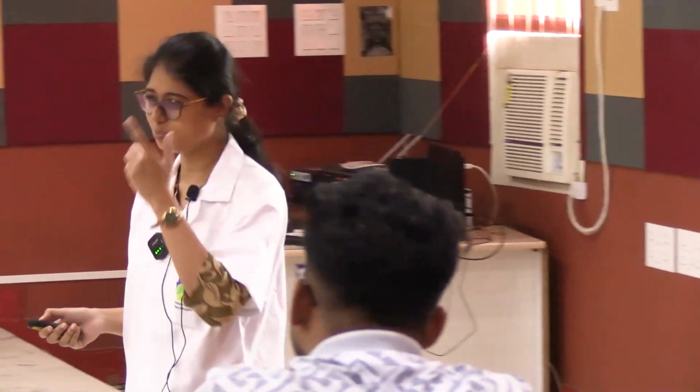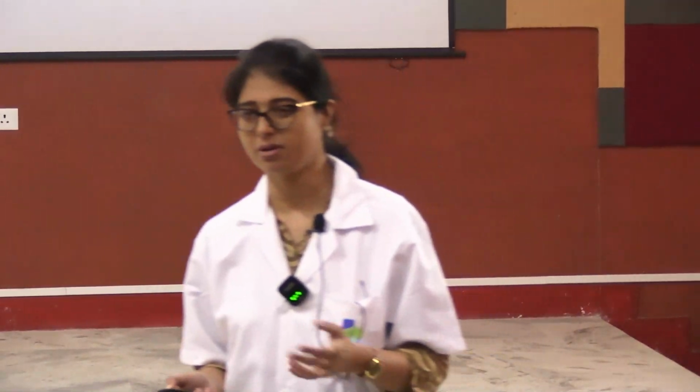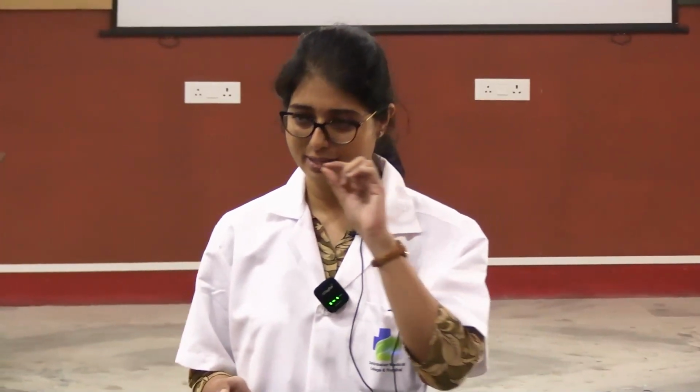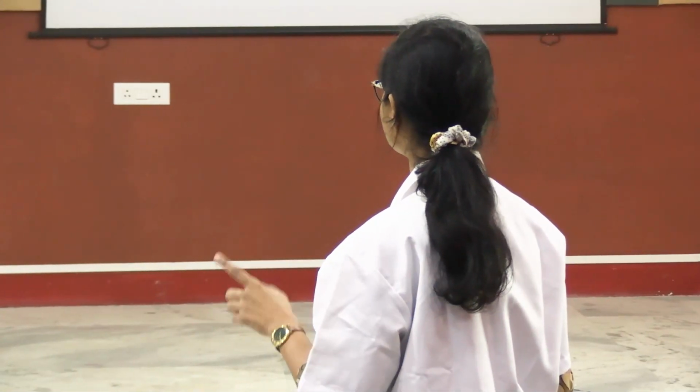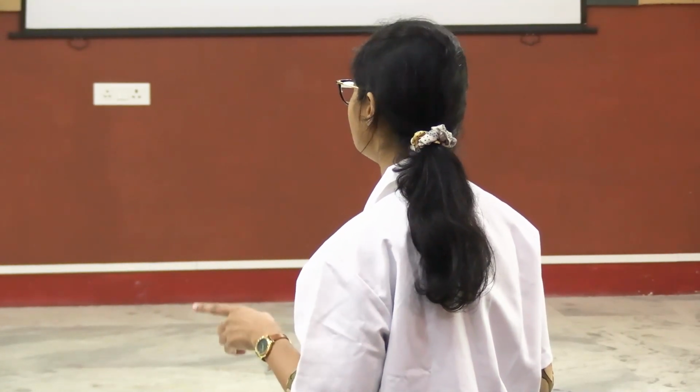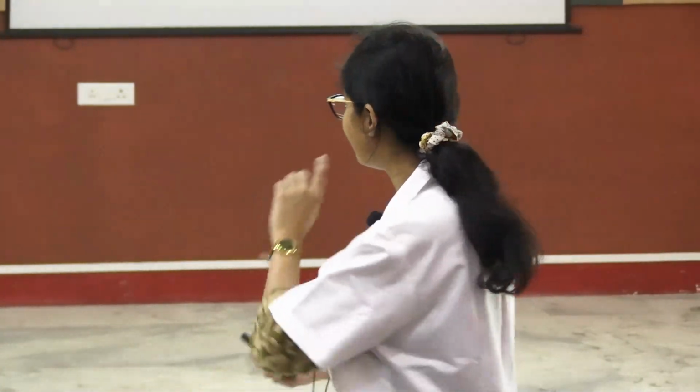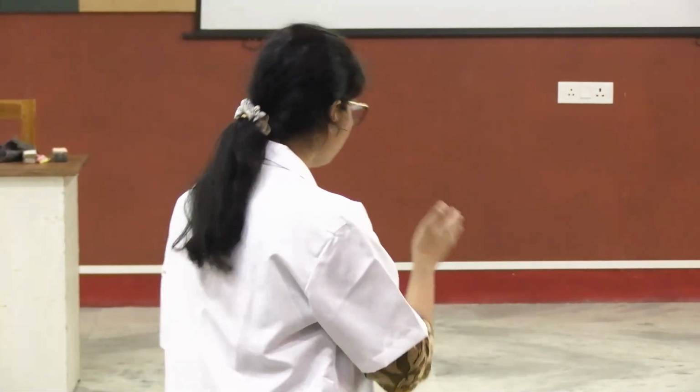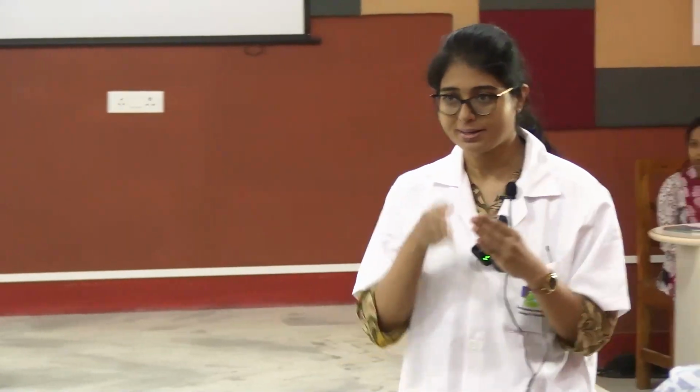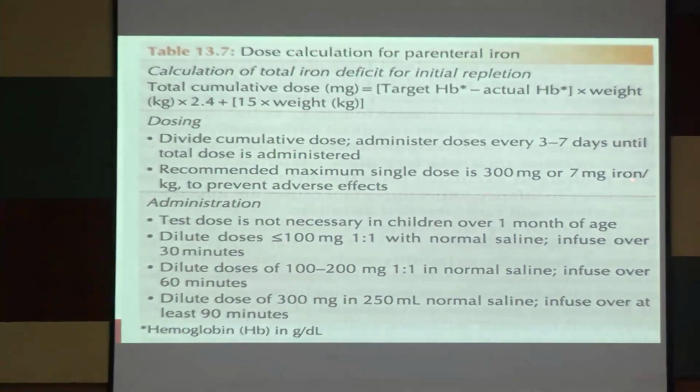So to be simple and to remember how to calculate the dose of iron, there is a formula by which we find out the total iron deficit in the body. What is that formula? It is target hemoglobin minus actual hemoglobin, multiplied by weight into 2.4, plus 15 into weight. You will have to learn this, mug it up. By this formula we will calculate the iron deficit in the body, and this is the iron we will have to administer to this patient. Now I have got a figure and I will divide that dose into a few doses and administer it every 3 to 7 days.